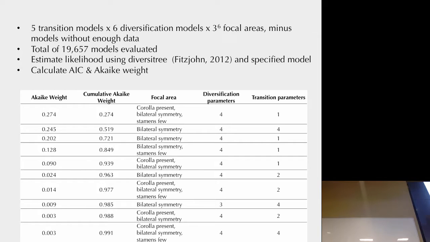Okay. So corolla present, bilateral symmetry, and stamens few, like orchid. Models that have that and have these diversification parameters and transition parameters have a pretty high weight. Bilateral symmetry alone also matters, right? Or also, individual pairs of those. So bilateral symmetry, stamens few, corolla present. We're seeing this pattern, right, where these three traits seem to matter a lot, whereas other traits were not selected much. Okay.